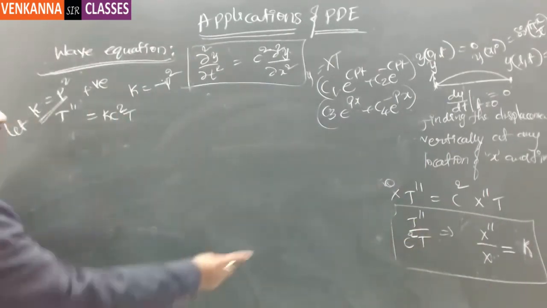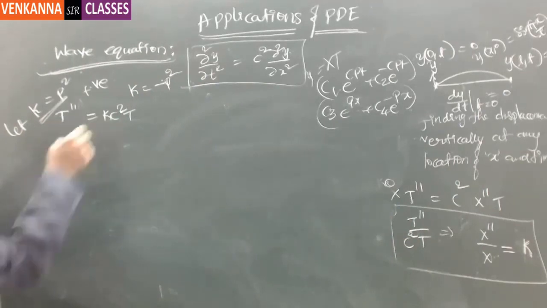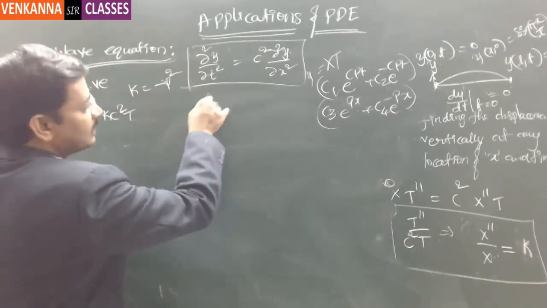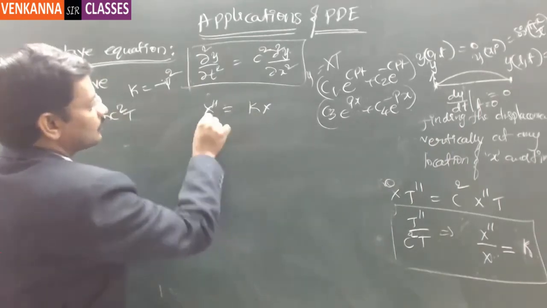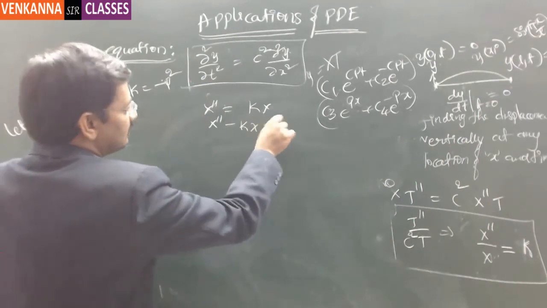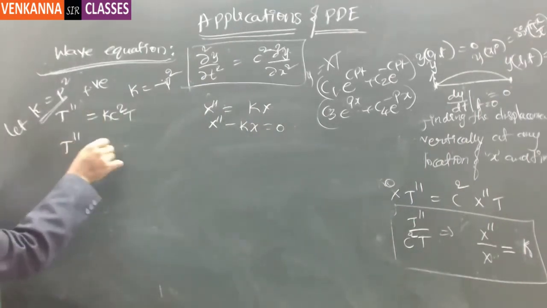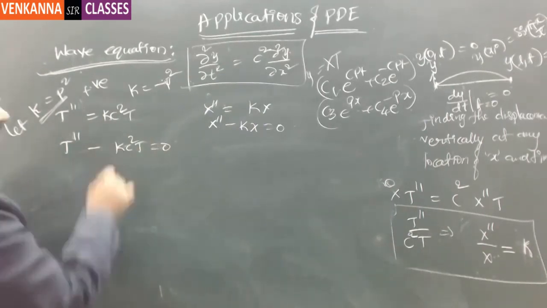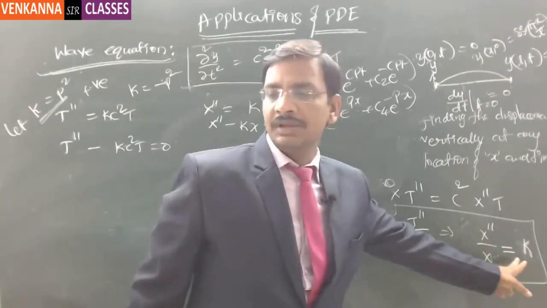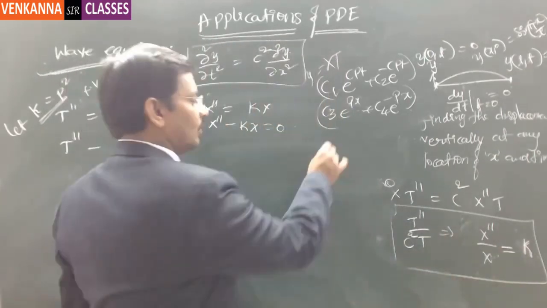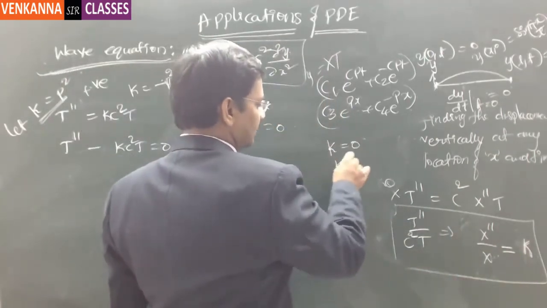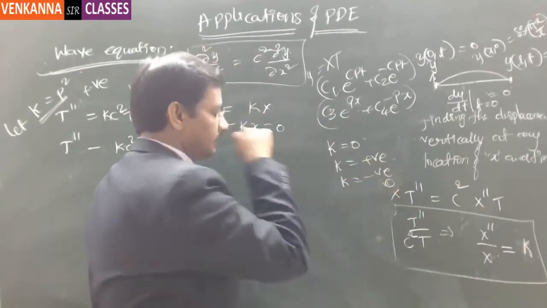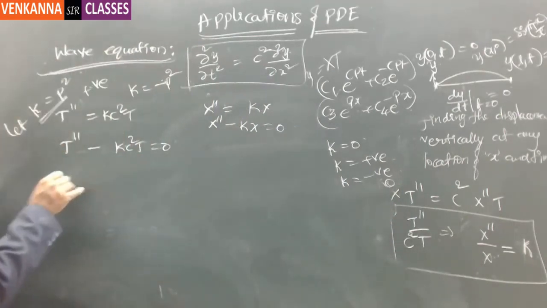Now if you fit it, then one equation is T double dash is equal to k c square T, and another is X double dash is equal to kX. So X double dash minus kX equal to 0, and T double dash minus k c square T equal to 0. Now this k is a ratio we have assumed, and then 3 different cases we will analyze. One is k equal to 0, another is k is positive, another is k is negative. Now the first case, k is 0. Let us say, if k is 0, then case 1.